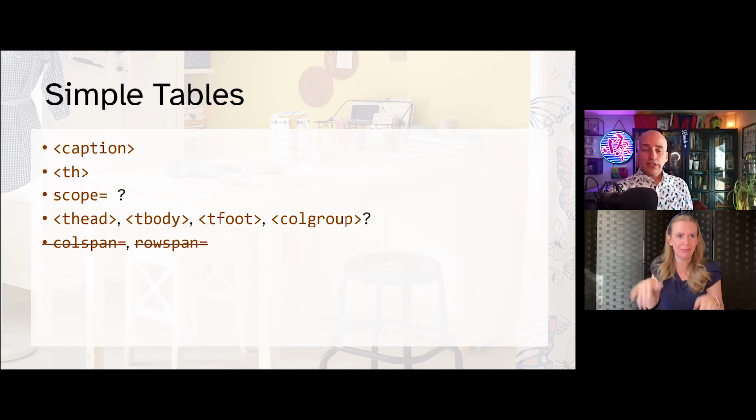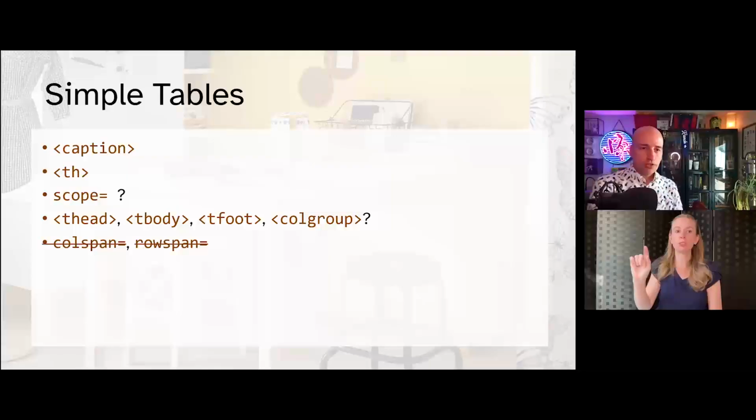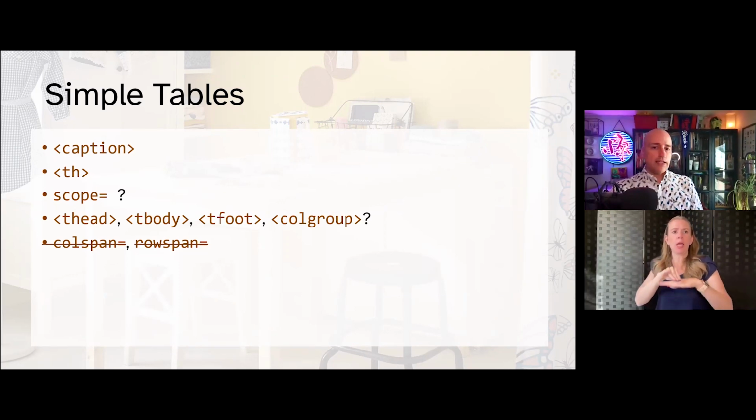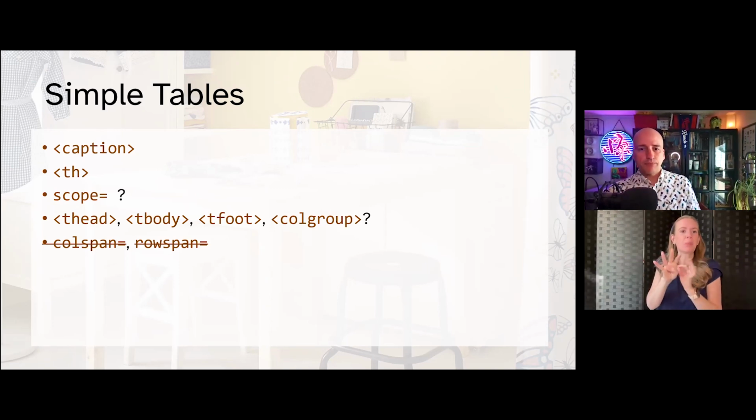You can add a T-head, T-foot, T-body, and col group elements if you want, but generally they don't impact how the table content is exposed. If you forget them, then for a simple table, it likely won't have any impact. A simple table does not span any rows or columns, as in every cell belongs to one and only one row and column at a time.